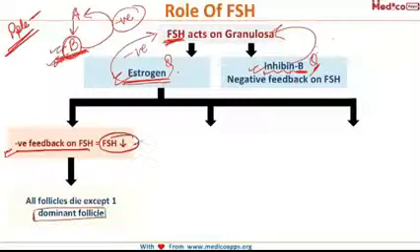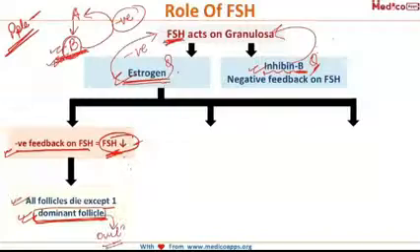Now by this time, one of the follicles is selected, and that is the dominant follicle. And apart from this, all the follicles die because of the decrease of this FSH. I told you that this FSH prevents the atresia of the primordial follicle. So once the FSH levels decrease, all the follicles will die except one follicle, and that is the dominant follicle. And it is from this dominant follicle that ovulation occurs subsequently.